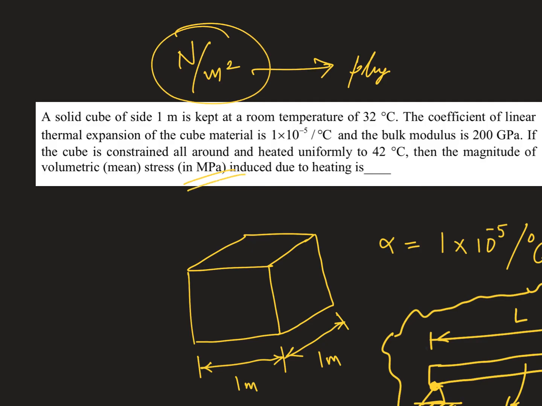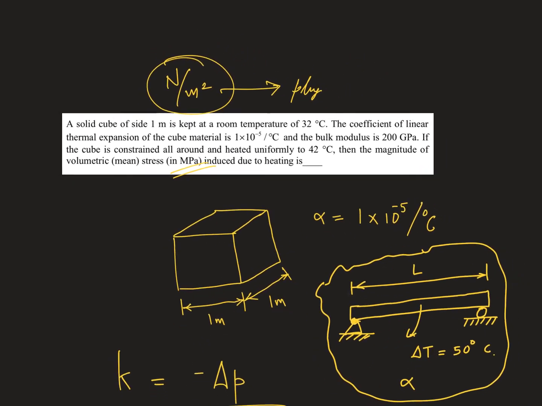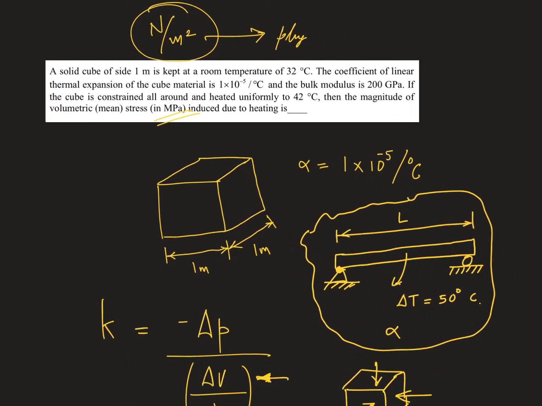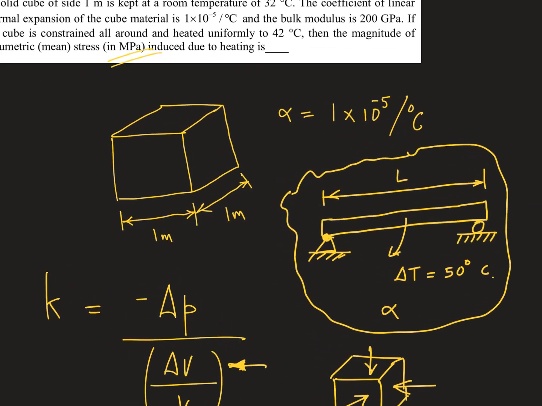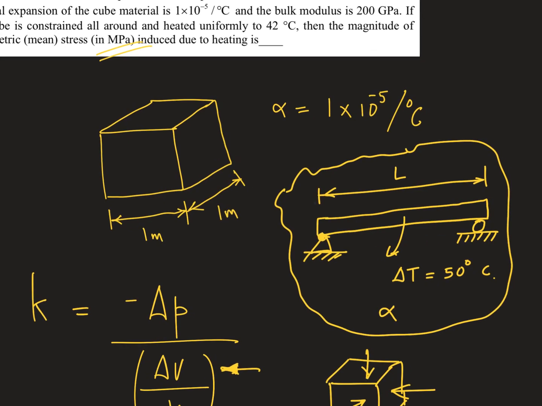Clear? So the key concept is, when do thermal strains or a rise in temperature cause a stress? In this case, it was not causing any stress because it is allowed to move. But in this case, it was causing some stress. Why? Because it was constrained in all directions.